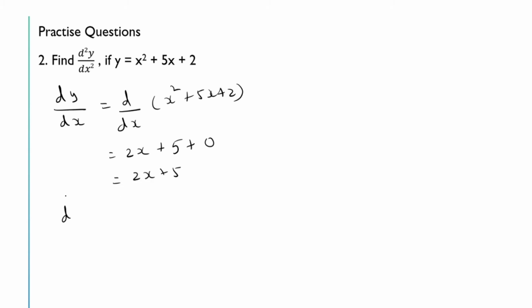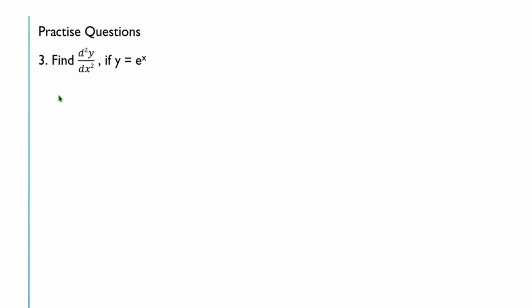Now d square y by dx square is equal to d by dx of this term dy by dx, 2x plus 5. So this is equal to d by dx of 2x is 2 into d by dx of x. So it is 1. So 2 into 1 plus d by dx of a constant term is 0. So this is equal to 2.